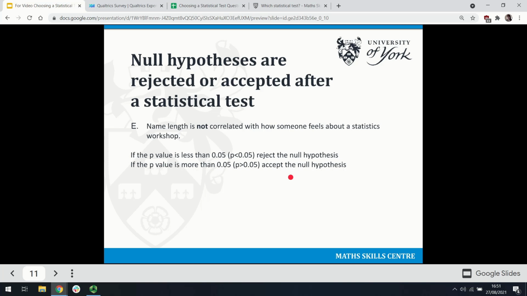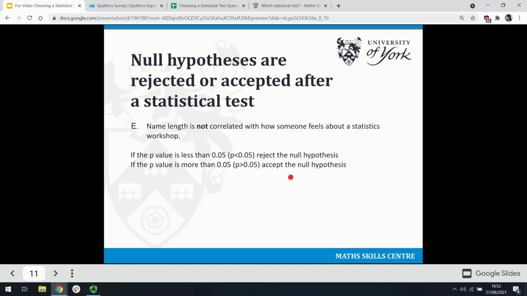To give you an example, here we've got a null hypothesis about name length. We asked people how long their name was in the questionnaire. The name length is not correlated with how someone feels about a stats workshop. Remember, we had that smiley face in our questionnaire. In our null hypothesis, we're saying these two things aren't correlated with each other.